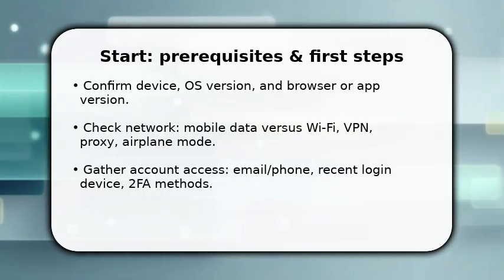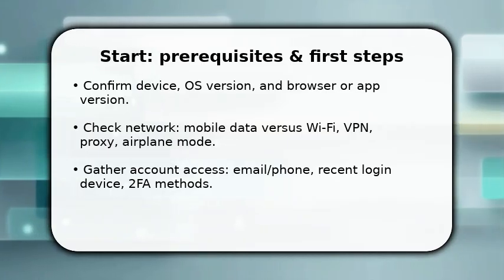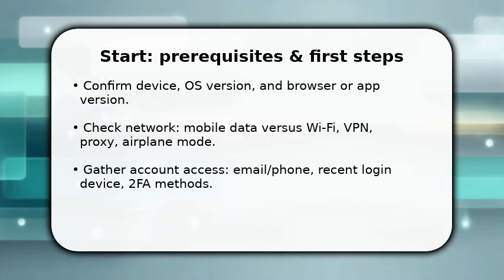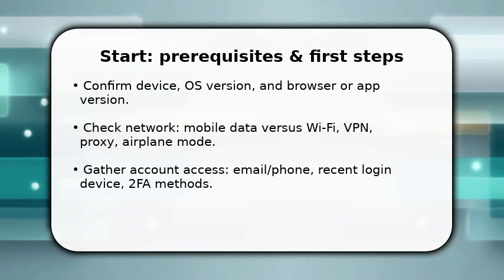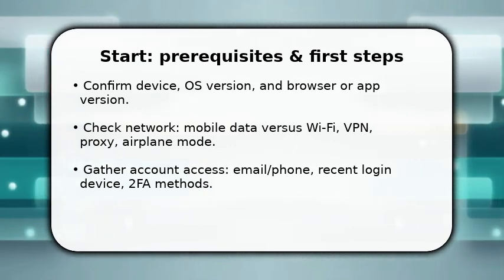Switch from Wi-Fi to mobile data, disable any VPN or proxy, and toggle airplane mode to reset routing. While doing that, make sure you can access your account email or phone for codes. Once done, note any error messages exactly so you can target the next steps precisely.